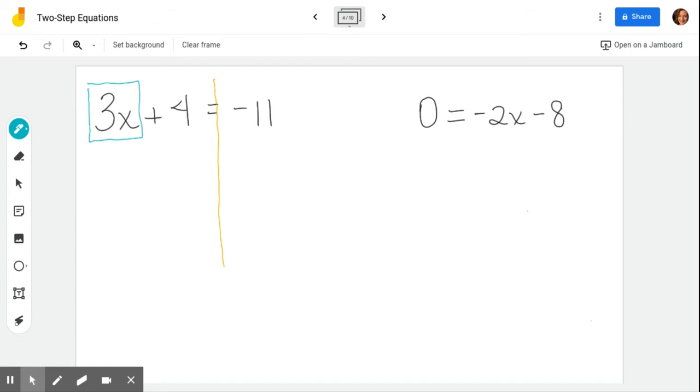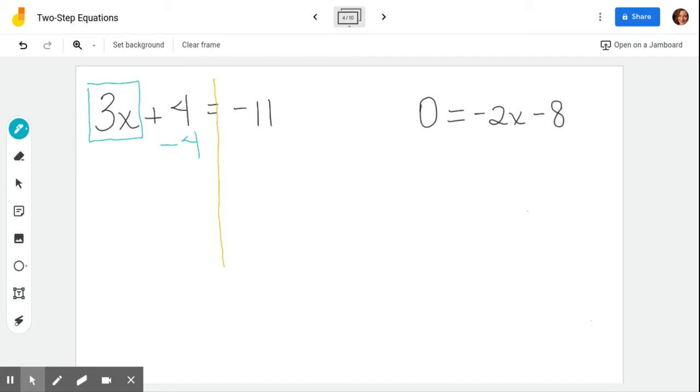So the first thing I need to do is get rid of what's with the variable, but not in that box. So I want to get rid of the plus 4. The inverse of adding 4 is subtracting 4. It's about inverse operation, not just inverse numbers. So I'm going to subtract 4 from the left.